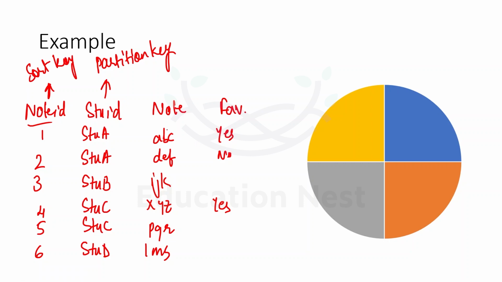Right? So what will happen when I'm making partition key as student ID? There would be 4 partitions created in the backend, where one partition would be storing all the records of student A, all the records of student B, all the records of student C and student D.